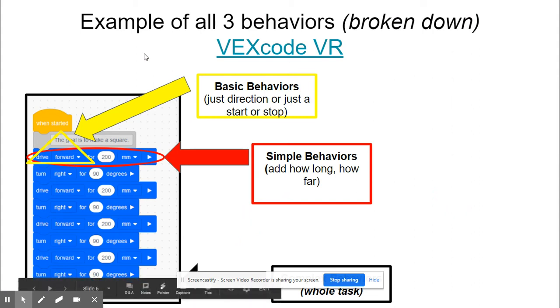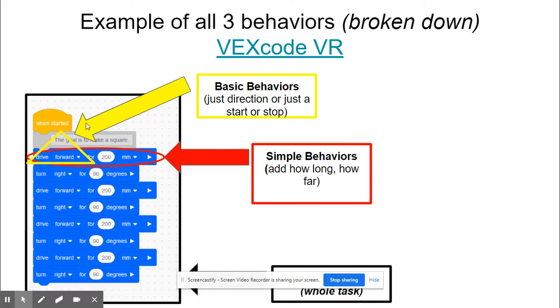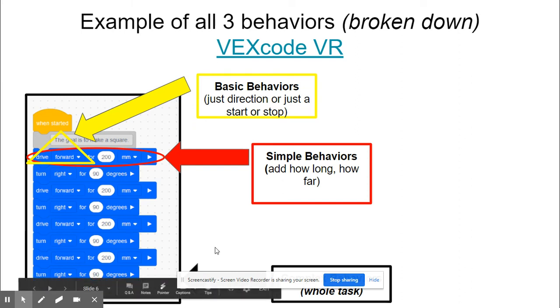Here's how it's going to look in our programming. Example of all three behaviors broken down in the VexCode VR system. For the basic ones, it's going to be just drive forward. Then for simple, it's going to be for how long or how far. So that blue line adds a basic, and then you add a simple. To be more complex, it's the whole task.